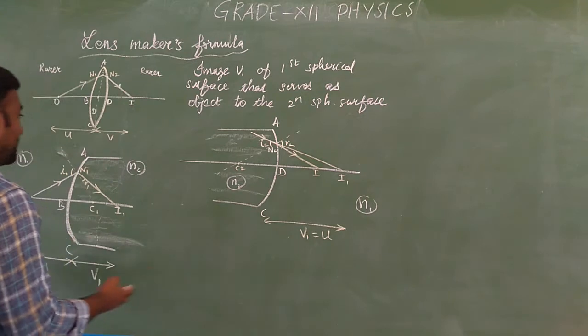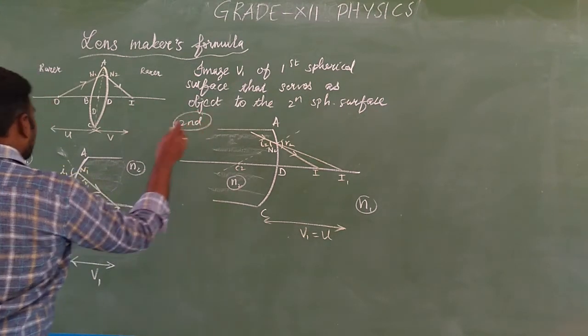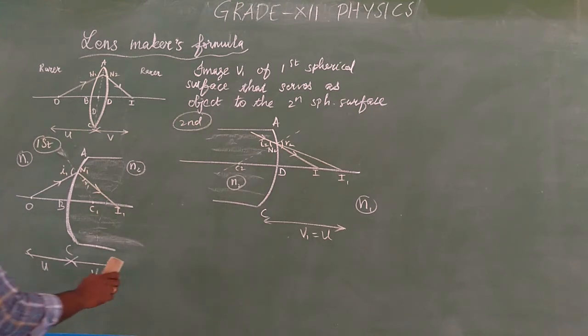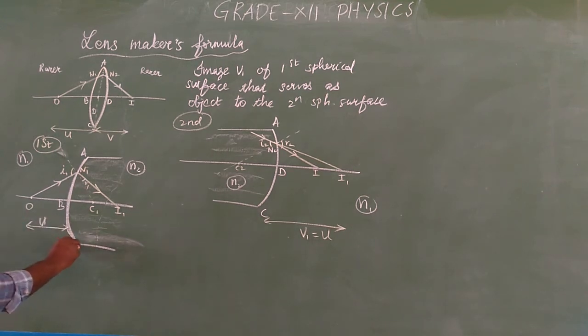So this is the second surface and this is the first spherical surface. For these two spherical surfaces, we are going to use the relations. This is the object distance U, this is C, this is image V1. In the first spherical surface, we will use the relations.